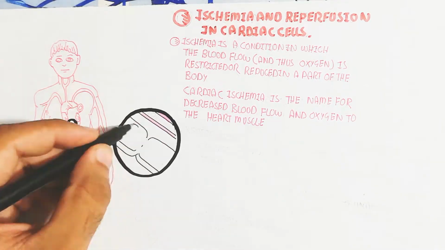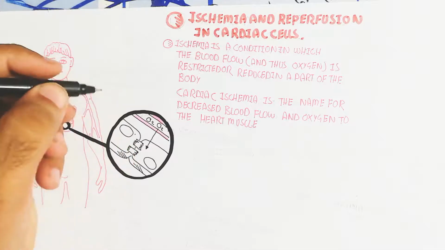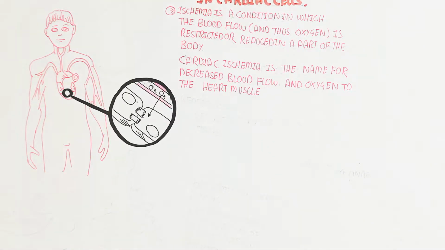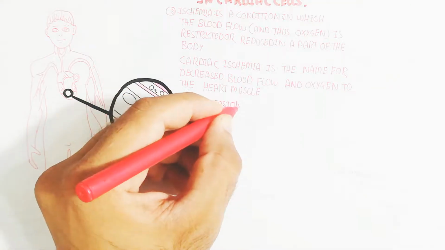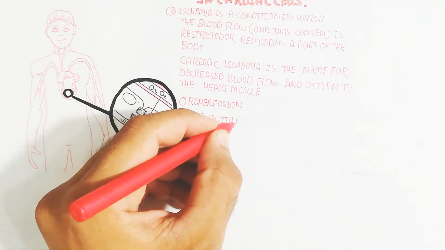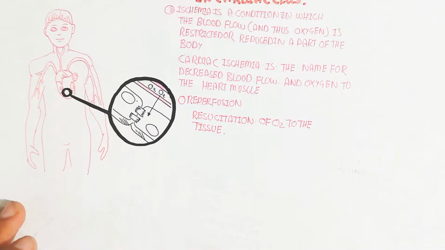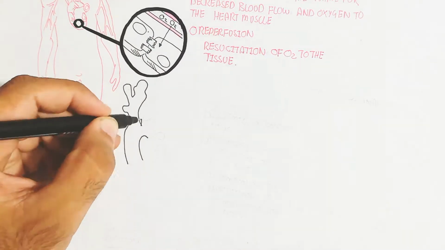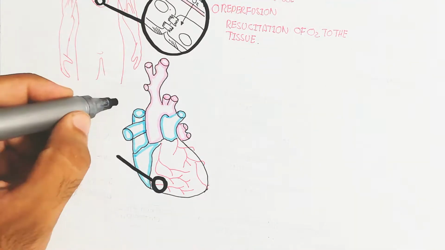Here is a person with a blood circulatory system and a heart, and this heart contains myocytes, which is an easy picture to understand. The oxygen moving into the myocyte is known as perfusion, and the restoration of oxygen after the ischemia, after the inhibition of oxygen, is known as reperfusion.